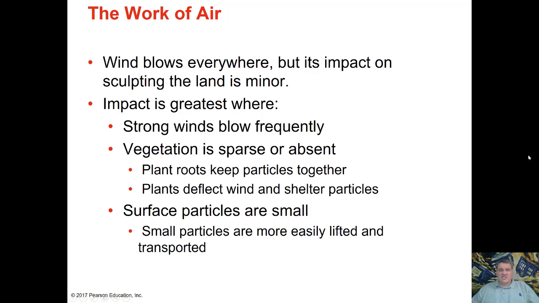Regions with sparse vegetation, this is because roots actually help hold particles together, and the plants themselves help to divert the wind from affecting the particles on the ground. Okay, and then also it will have a strong impact in regions with small surface particles. So remember, to actually move stuff, we have to have greater energy, and wind is very low density, so it doesn't actually carry that much energy. So regions with small pieces will have the wind blow them around more. And so for the Earth, this is desert regions. Deserts are where the wind action is going to be the strongest.